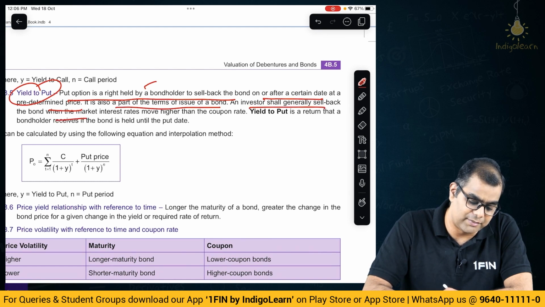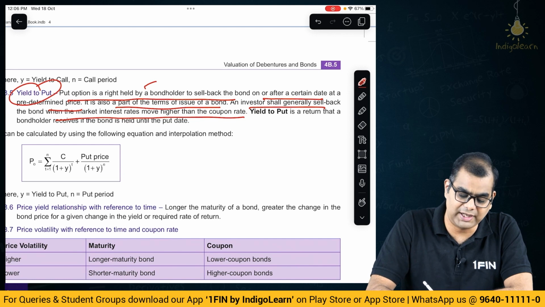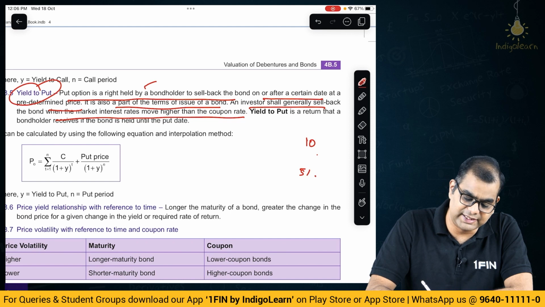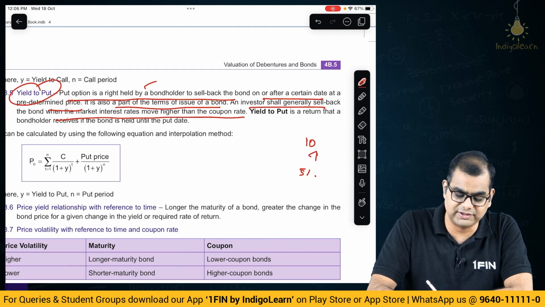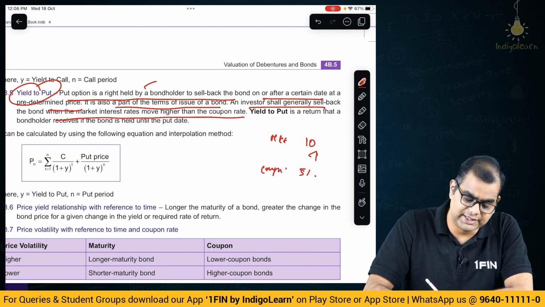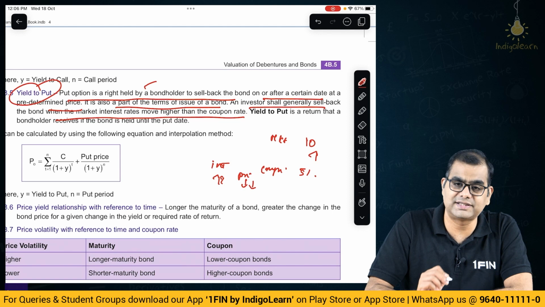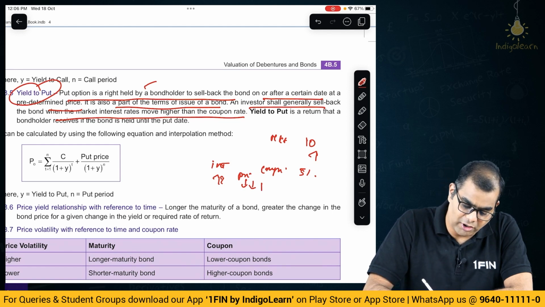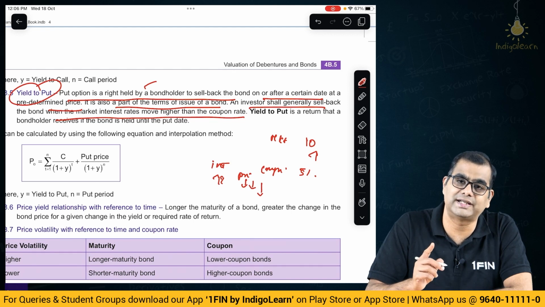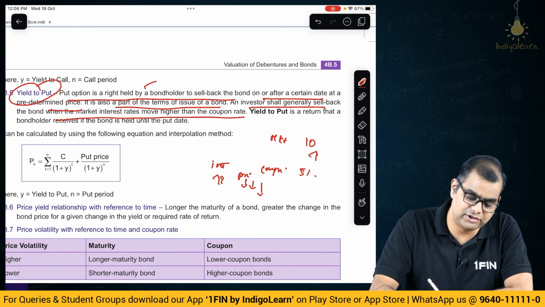Investors shall generally sell back when the market rates move higher than the coupon rate. So, market rate is 10%, whereas the bond coupon is, let us say, 5%. Now, as interest rates increase, what will happen? The price of the bond falls. As interest increases, price falls, correct? So, price will keep on falling, and with puttable bonds, the right to sell back to the company is at a discount to the face value. So, let us say 100 is the face value and the put price is, let us say, 80.